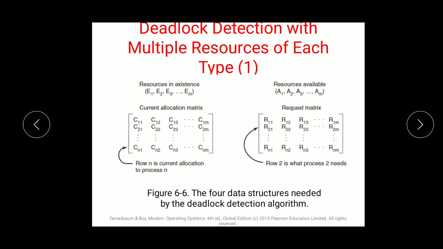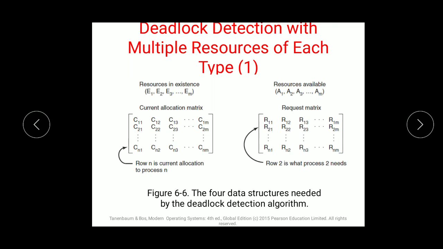Next type in deadlock: the first one was with one resource of each type. Next is multiple resources of each type. So when we talk about multiple resources, the wait-for graph discussed above is not applicable to multiple instances. So the graph which we drew prior for one resource of each type is not applicable here for multiple resources. In this case we have to use a detection algorithm similar to the Banker's algorithm.